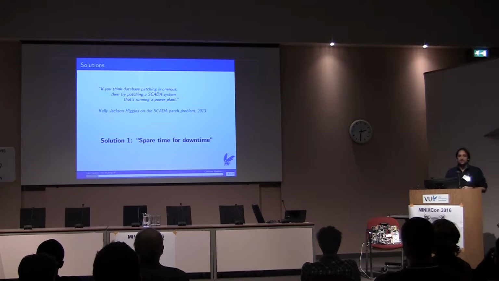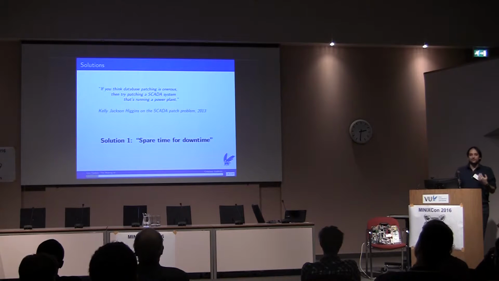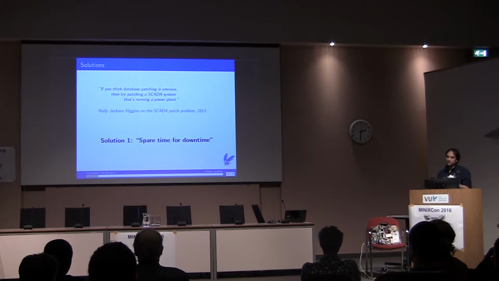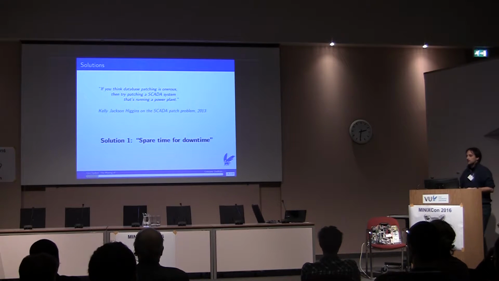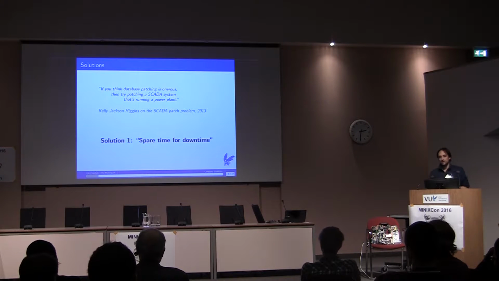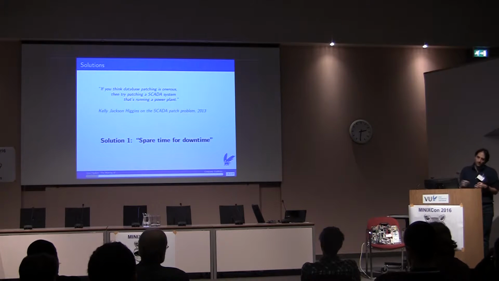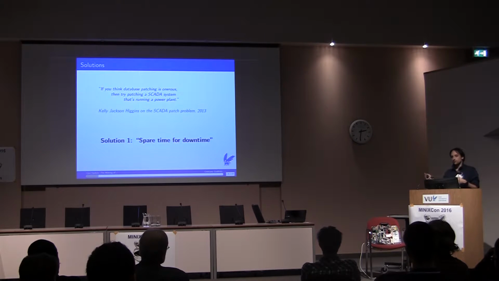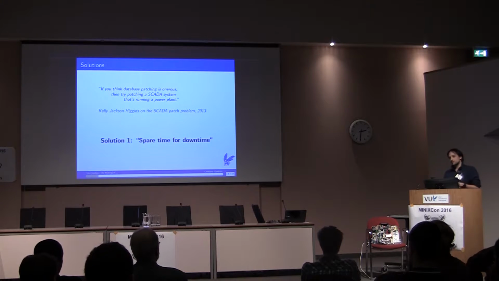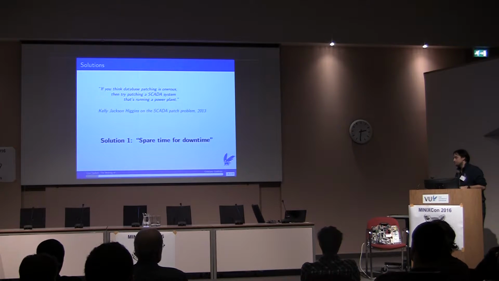Solution one is what we call spare time for downtime. Okay? So this is straightforward. You just batch all your software updates in predetermined and periodic maintenance cycles, and you somewhat get to minimize downtime. Now, the problem with this solution is that there are systems out there that simply cannot tolerate downtime at all, right? So think, for example, of industrial control or SCADA systems running a power plant, okay?